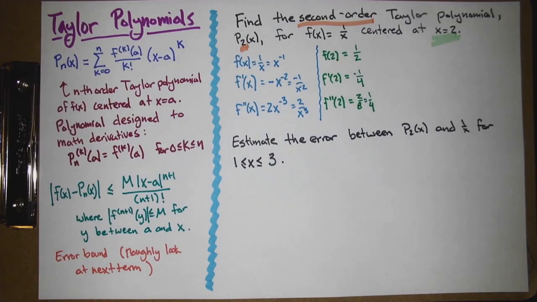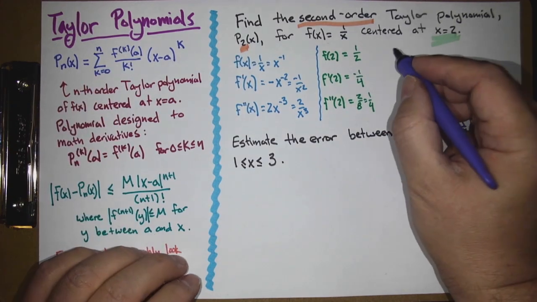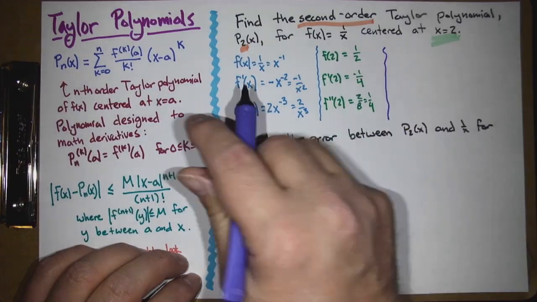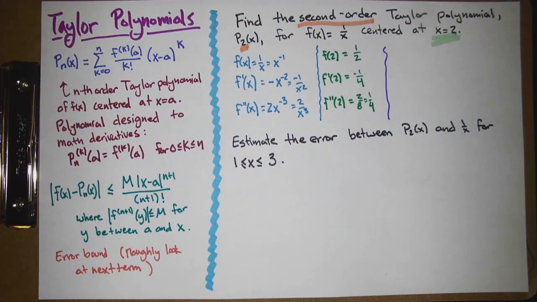All right, so we're trying to create a polynomial such that if you plugged in 2, you get 1/2. If you took the derivative and plugged in 2, you get negative 1/4. If you took 2 derivatives and plugged in 2, you'd get 1/4. Now, the good news is we don't have to think about how to do that because we have this approach. And it says, because you're centered at 2, you should write everything in terms of powers of x minus 2.